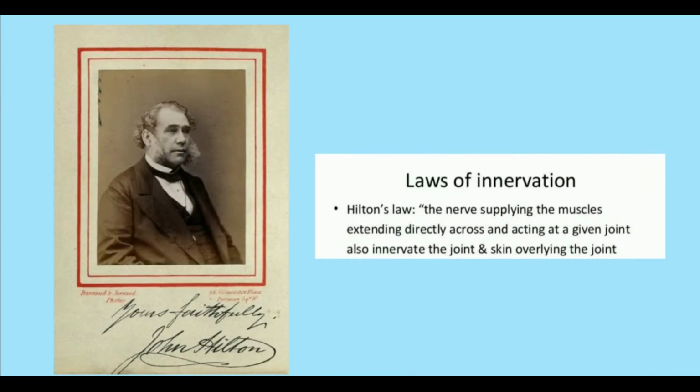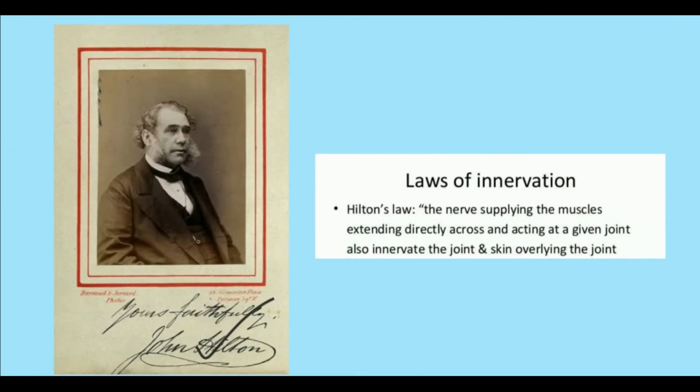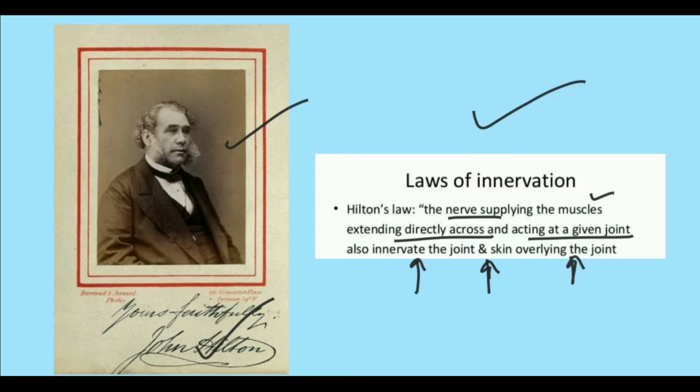This law is known as Hilton's law. This rule of nerve supply was given by John Hilton centuries ago. He stated that the nerves supplying the muscles extending directly across the joint and acting at a given joint will also innervate the joint and the skin overlying the joint. With the help of this rule, never get worried about the nerve supply of a joint, and write down those nerves.